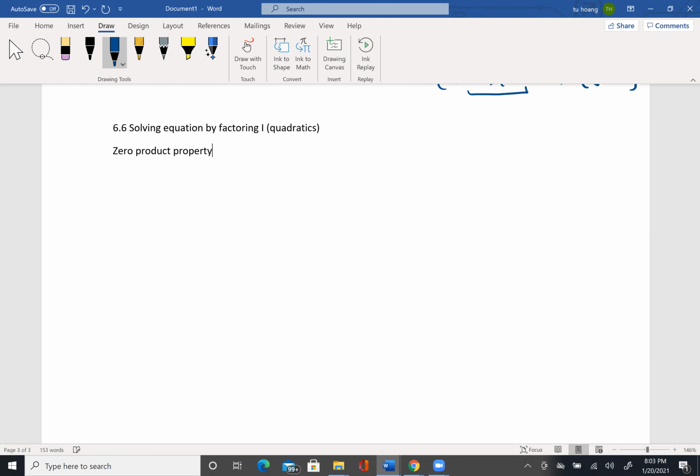Someone calls it the zero factor method. All right. So you should know that if A times B equal to 0, then A will equal to 0 or B equal to 0. That is a property, the zero product property.